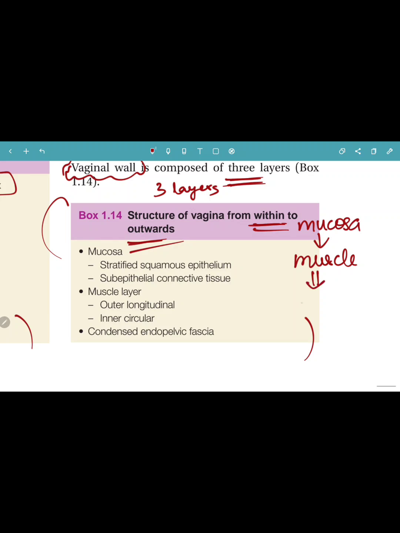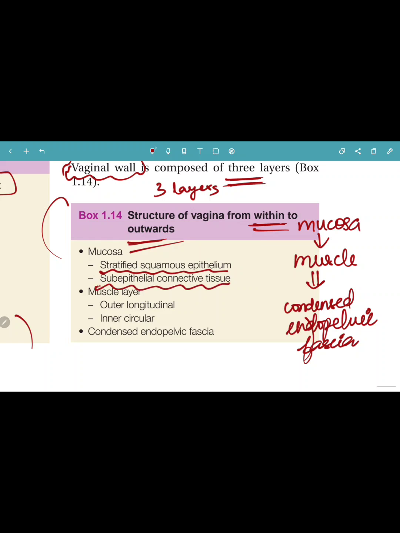After the muscle layer you have your condensed endopelvic fascia. Very, very important. The mucosa is lined by stratified squamous epithelium and it also has a subepithelial connective tissue, whereas the muscle layer has 2 muscles, that is outer longitudinal and inner circular muscles, and then you have a condensed endopelvic fascia.